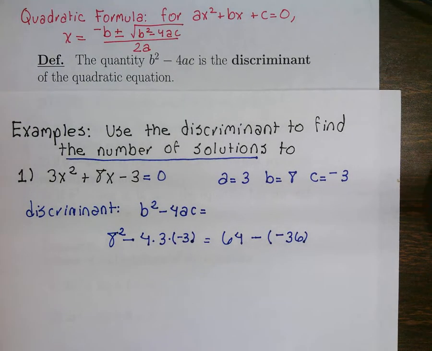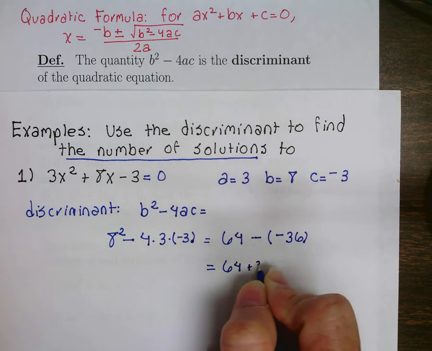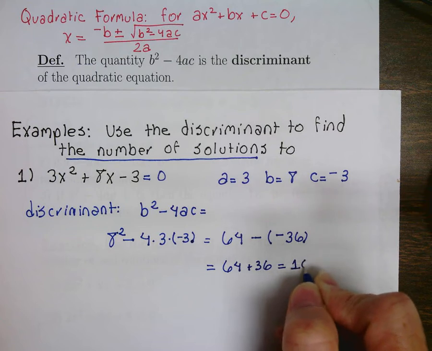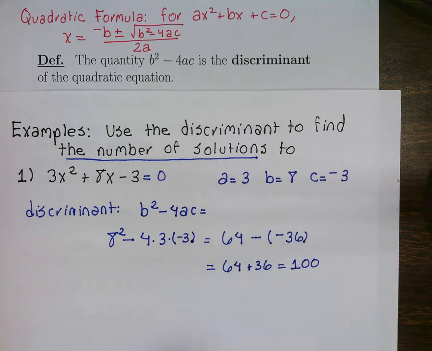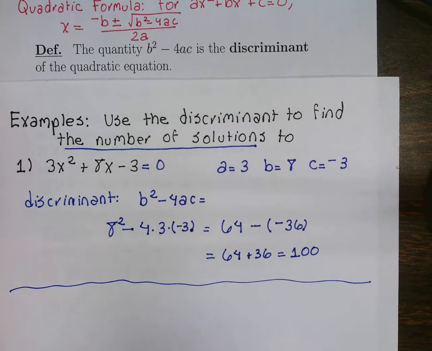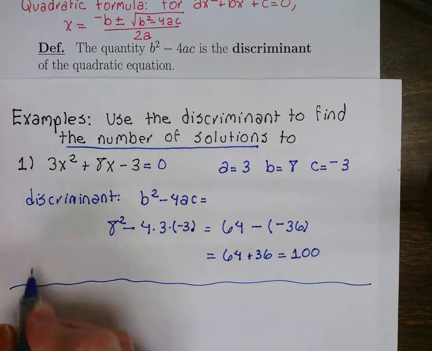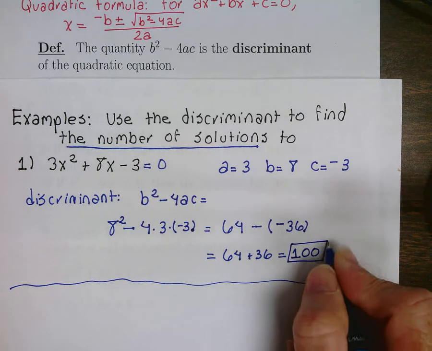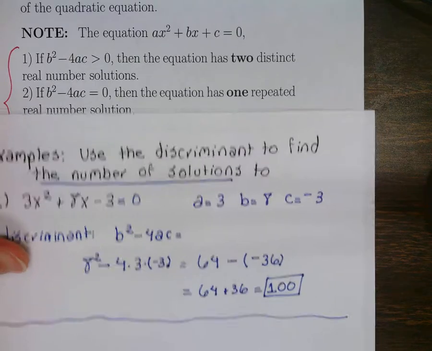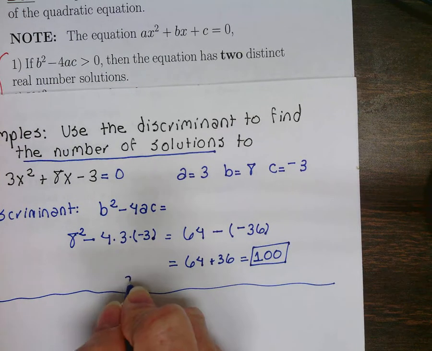And that becomes 64 plus 36, which is equal to 100. Now notice that's a perfect square. So if I did want to actually solve, I could go ahead and do that, but let's back up though. The question was, how many solutions do we have? And that is a positive number, so there are two distinct solutions.